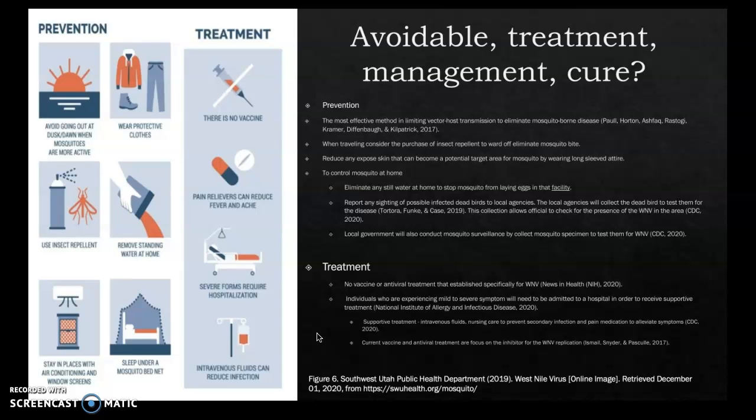So with the treatment, currently there is no vaccine or antiviral treatment that is specifically for the West Nile virus. If an individual is experiencing mild to severe symptoms, they will need to be admitted to the hospital in order to receive supportive treatment. The supportive treatment usually is composed of IV fluid, nursing care to prevent secondary infection, and pain medication to alleviate symptoms.